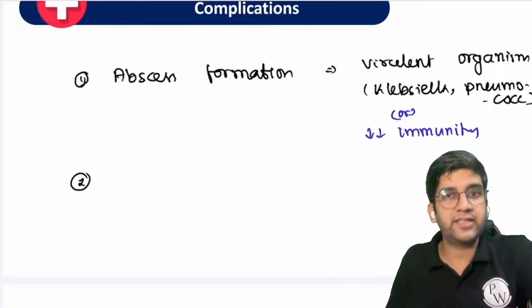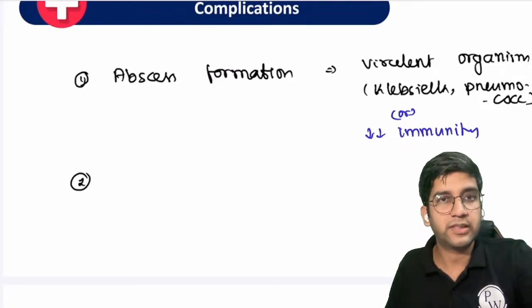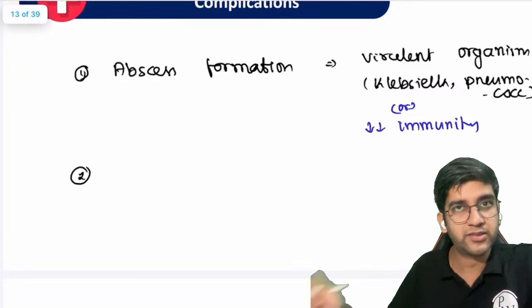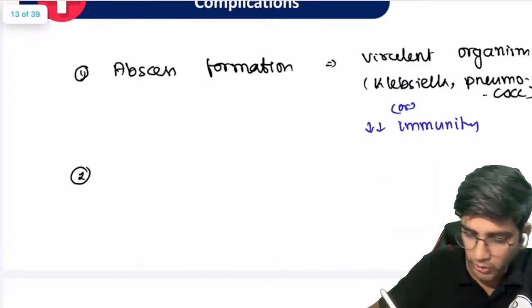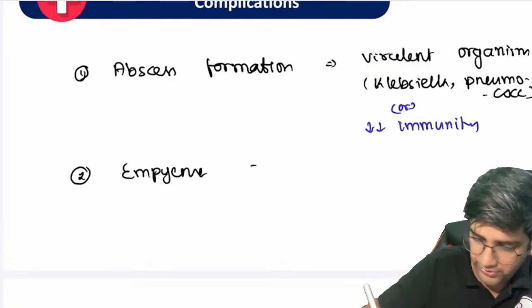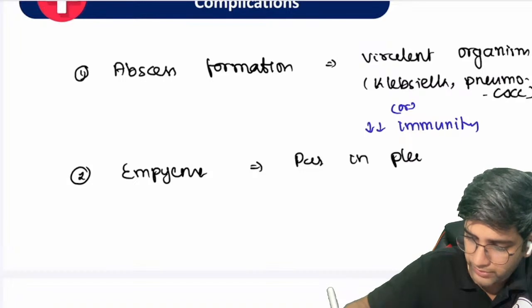Is there a possibility from the lung it can go into the pleural space? It can, right? It can definitely go to the pleural space, right? When it goes to the pleural space, pus in the pleural space, we call them as empyema thoracis. Here, I'm going to have pus in the pleural space.